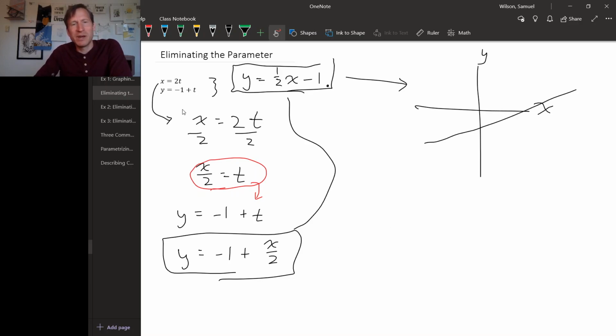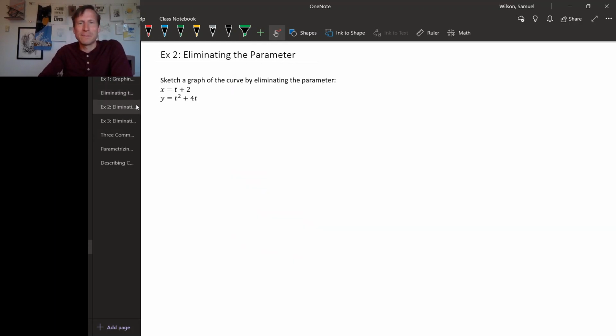So this is actually one way you can get a graph for a parametric equation: eliminate the parameter, and then you get an equation for a plane curve that you might recognize. Let's look at a couple examples.